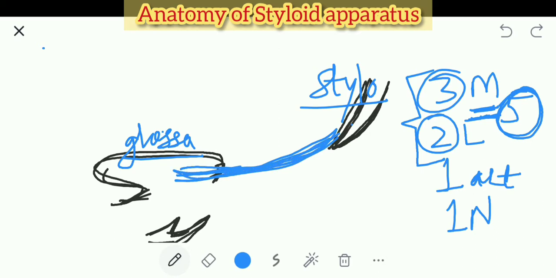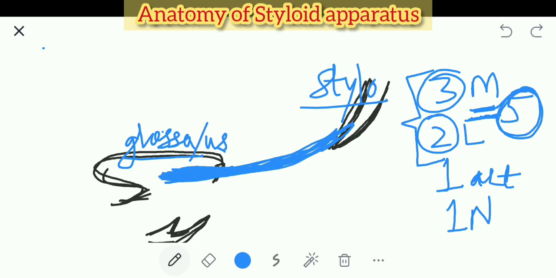Okay. When we learn about the tongue, we will talk in detail, in the sense of where in the tongue styloglossus is inserting and all that. Because there are so many muscles of the tongue, intrinsic, extrinsic. We will see all in detail. For now, just get oriented. It is connecting the styloid process and the glossus. So, styloglossus muscle.